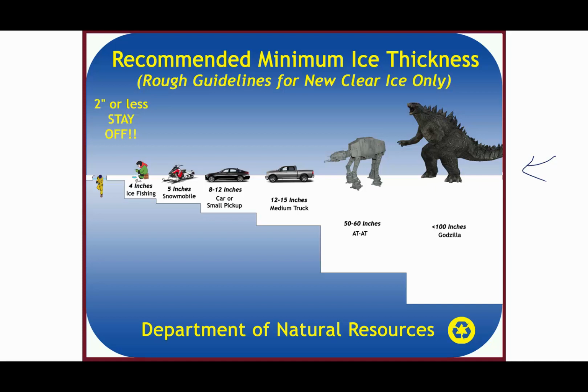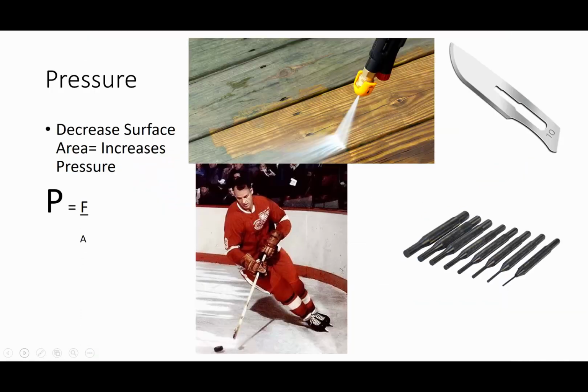I found this and it amused me, so I had to include it from the Department of Natural Resources. Minimum ice thicknesses for everything from ice fishing to trucks to Godzilla to an AT-AT, which is an all-terrain armored transport, I think. Those of you who are bigger nerds than I will know that.